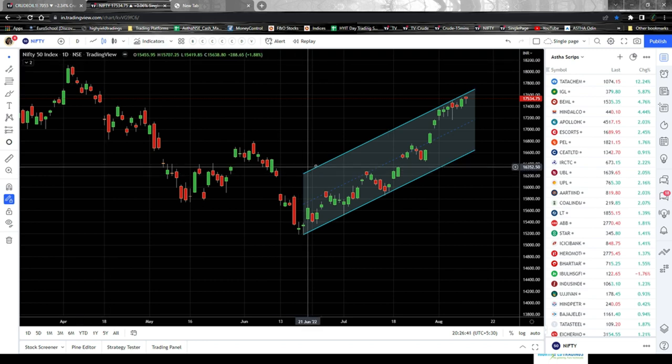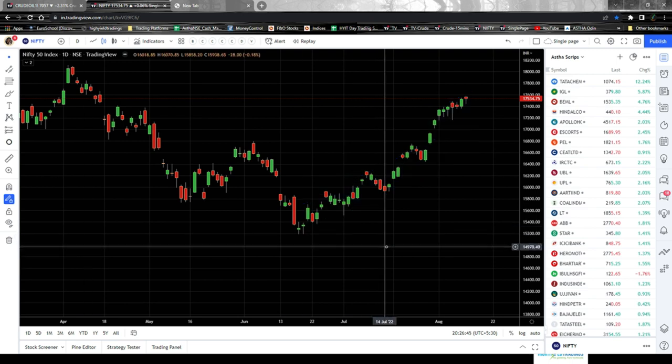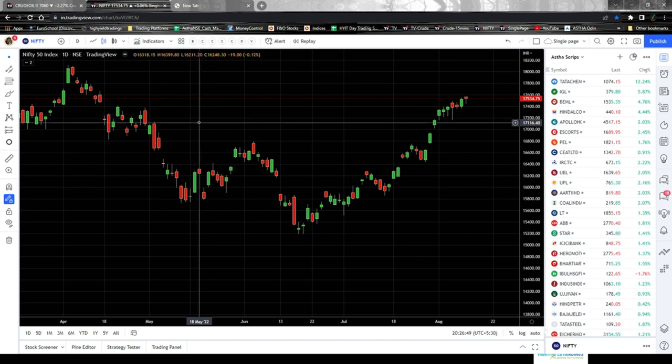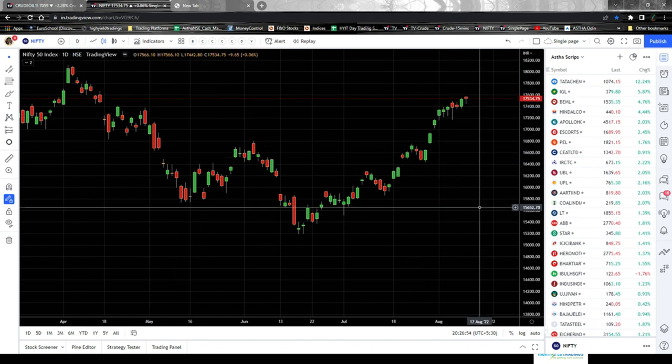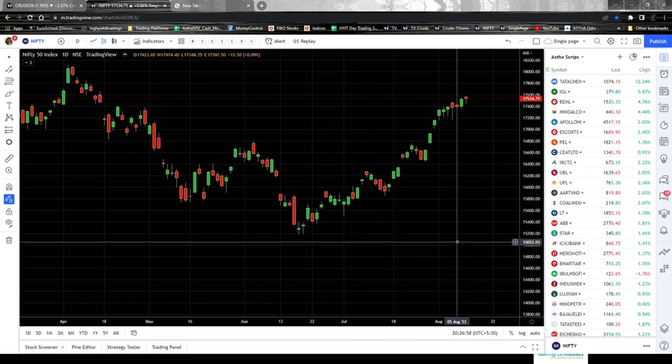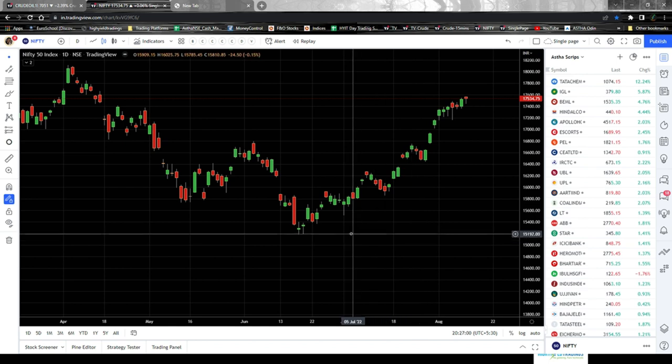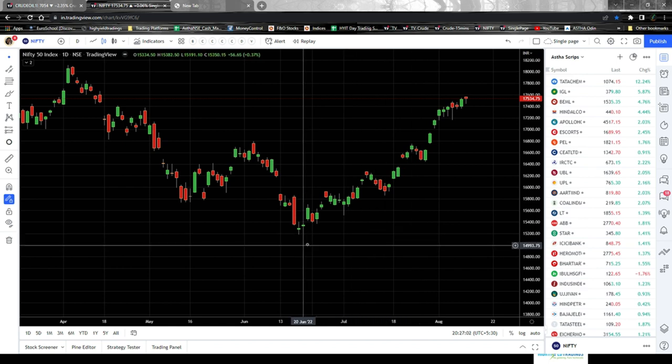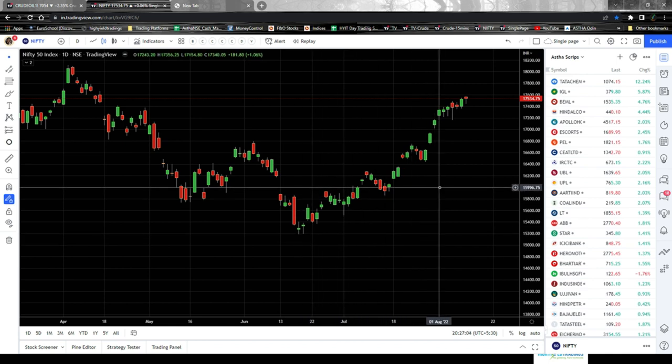So let me remove this particular drawing here. Okay, so this is Nifty's one-day chart, as you can see on the left bottom corner here. It is Nifty's one-day chart. And if you want to draw a channel, you need to select a swing low and connect it to the recent top.